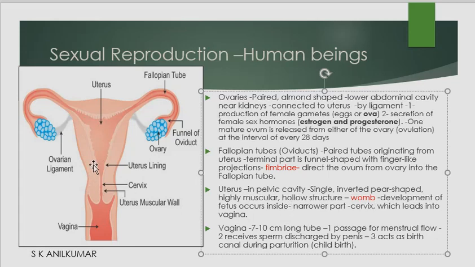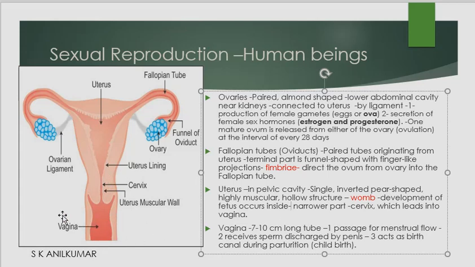The narrower part is called the cervix. The uterus is an inverted pear shape, muscular and hollow. It is also called the womb. The cervix extends into the vagina.